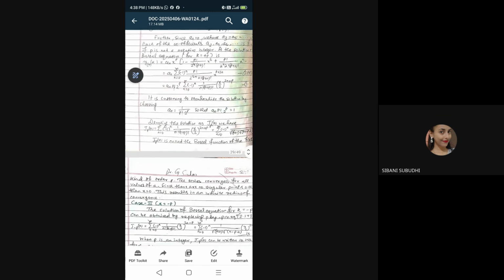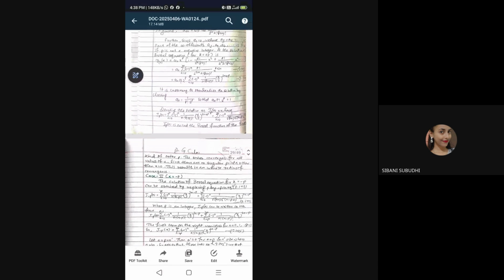And you have J_p(x) equal to the summation from n equals 0 to infinity of (-1)^n times 1 by n factorial into (n plus p) factorial, whole multiplied by (x/2)^(2n plus p), and this J_p(x) is called Bessel's function of the first kind and having order p.